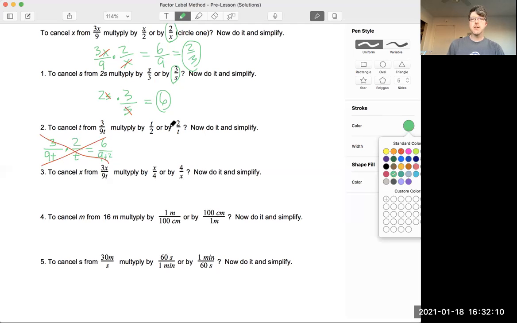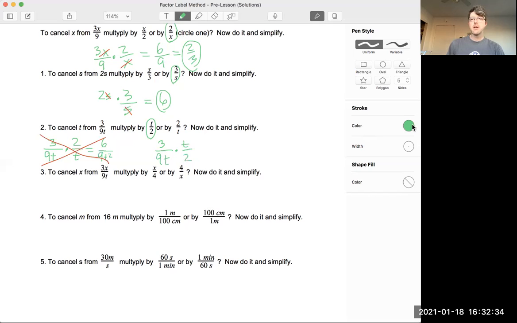We're going to start over, and this time we're going to choose the correct answer, which is that. Now we have a t in the denominator and numerator. So let's take a look at what that looks like. 3 over 9t, and we're going to multiply that by t over 2. All right, now we're going to cancel out our t on the bottom and top because there's one in each place. And we're going to multiply across, so we get 3 on the top. 9 times 2 is 18 on the bottom.